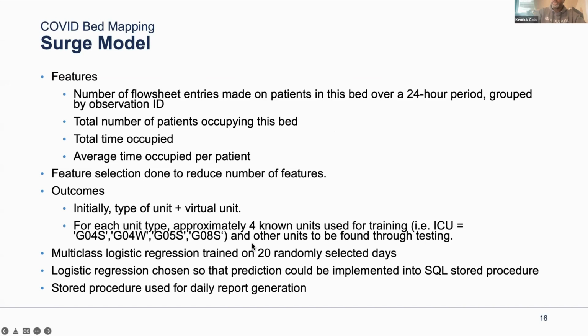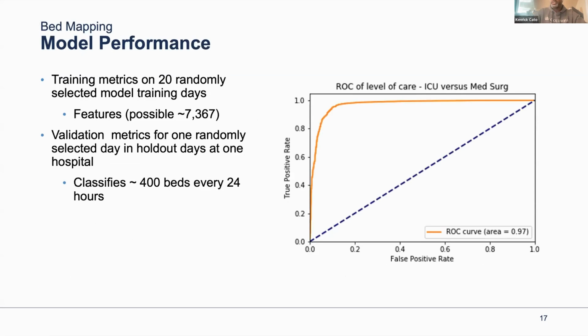We stored the covariates of that model in a SQL database. So basically when we would run the report, it would just pull the covariates of the model and run those over the features. We did some training on 20 random days, and then we were able to validate the model using an additional holdout set. We ended up having a very well-performing model that we could then use for that use case.